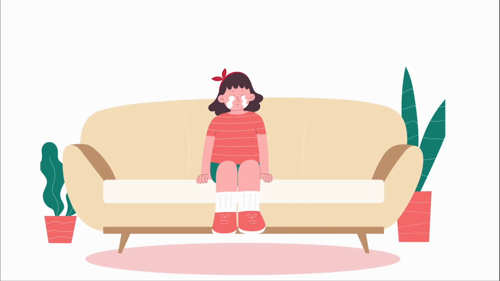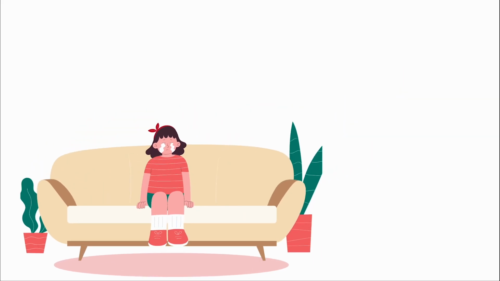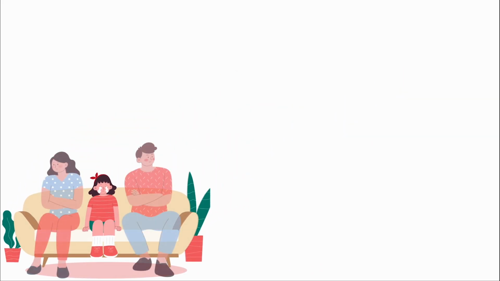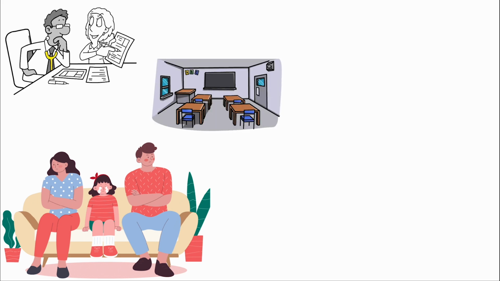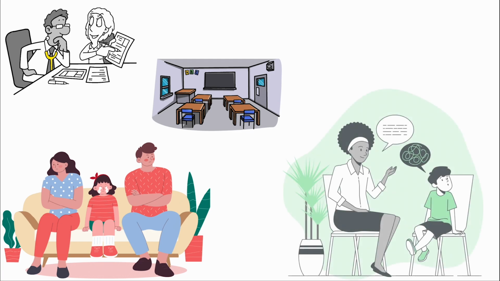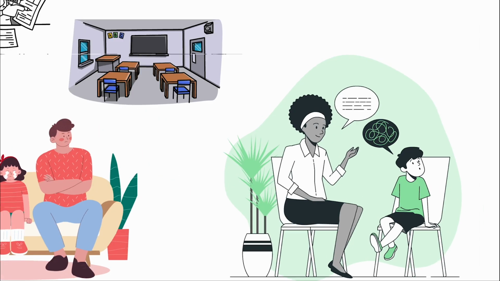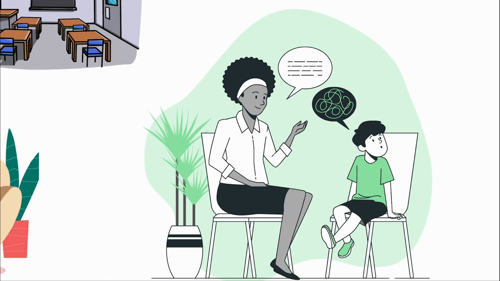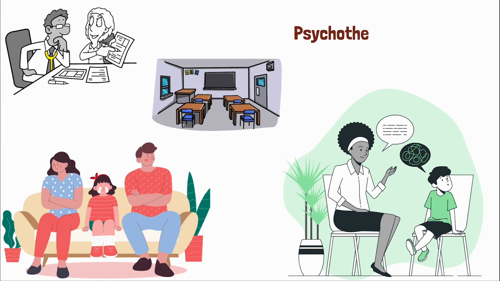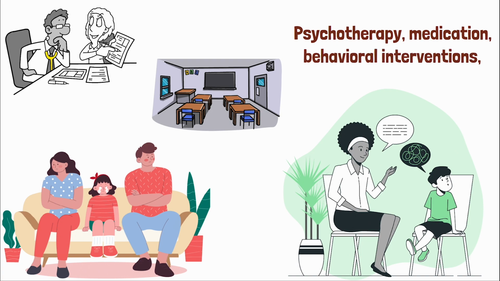The impact of emotional disturbance extends beyond the affected individual. It can strain familial relationships, disrupt classroom environments, and even pose challenges for mental health care providers. Early identification and intervention are crucial in addressing emotional disturbances effectively. Treatment approaches may include psychotherapy, medication, behavioral interventions, and social support networks.